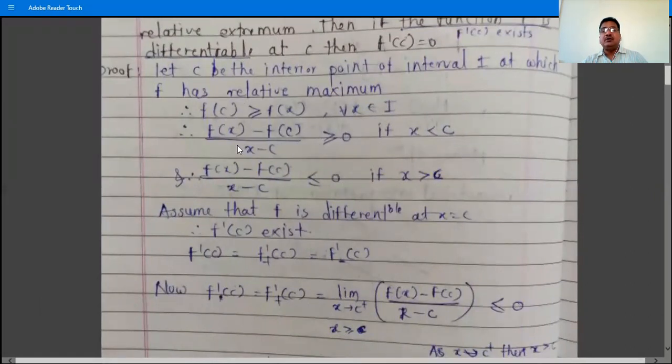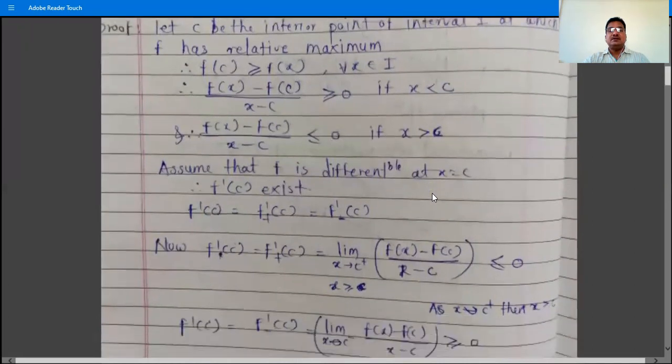So the sign is greater than or equal to 0 if x is less than C, that is x minus C is negative. And if x is greater than C, that is x minus C is positive, then negative divided by positive is less than 0, a negative quantity. And if f of x and f of C are both the same, the quotient is equal to 0. So f of x minus f of C divided by x minus C is less than or equal to 0 if x is greater than C.